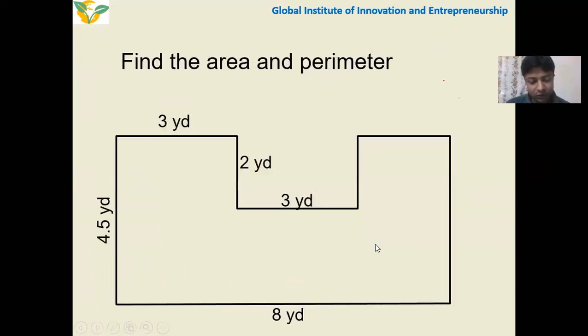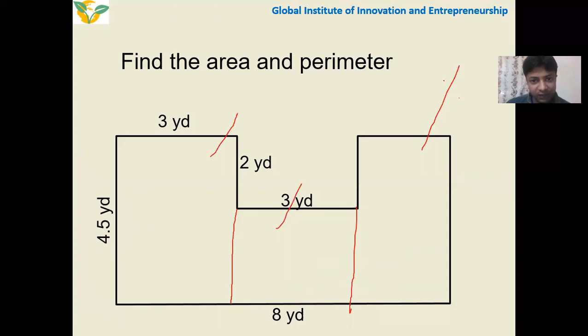Okay. So in this manner, we can calculate the area and perimeter of this structure. I have already told you how to calculate the area. Firstly, you have to break it into small figures. Suppose you draw a line here, here. Now you have three rectangles, this rectangle, this, and this. By calculating the area of these individual rectangles and summing it up, you will get the area of your whole figure.